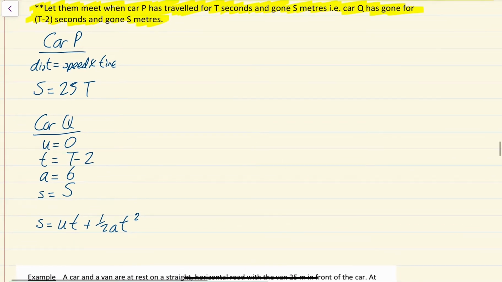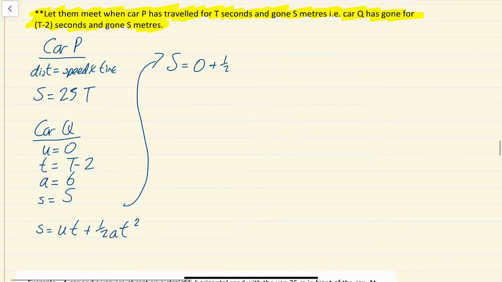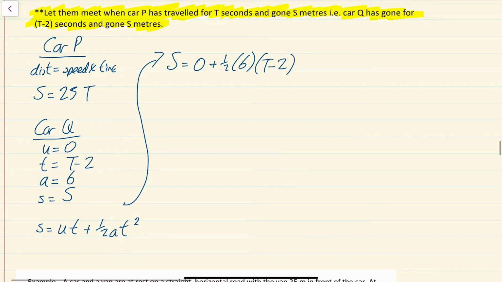Now I'll go up here and work with this, so we're just filling it in. Big S is my distance. My u was 0, so that's just 0 times t, and then plus a half times my a, which was 6, times my time, which is t minus 2, and that gets squared. Let's sort that out. That's an absolute mess. Big S is equal to half times 6, which is 3, times t minus 2 squared, just showing all my steps here.